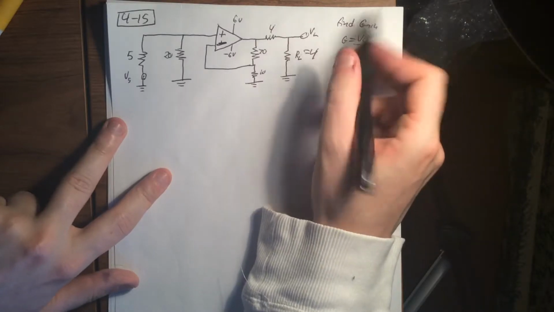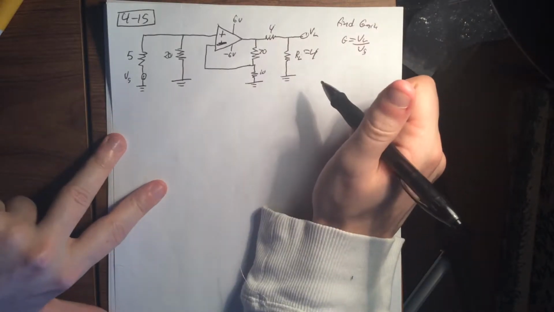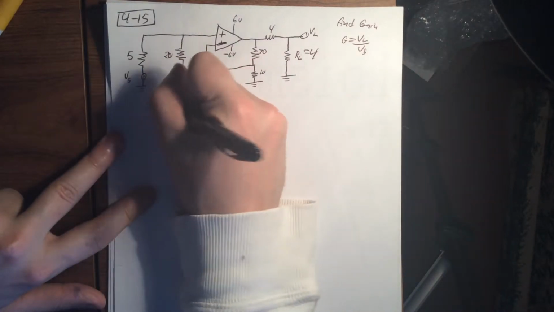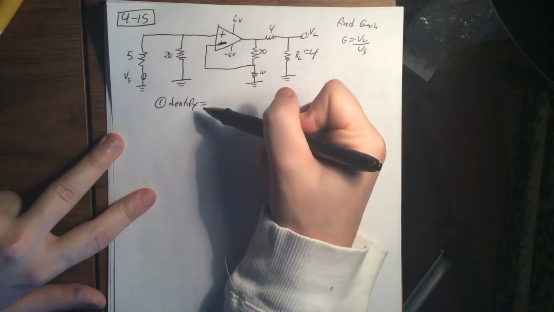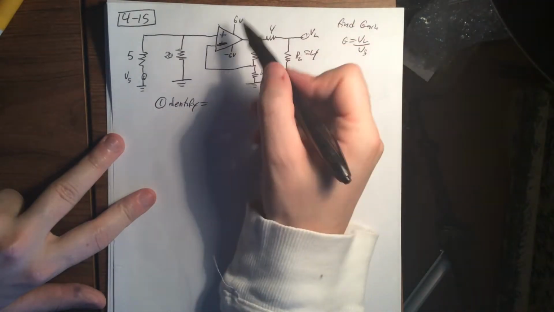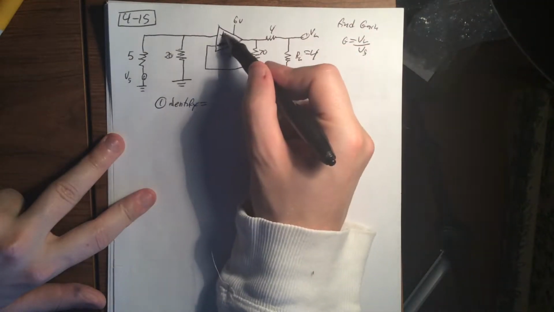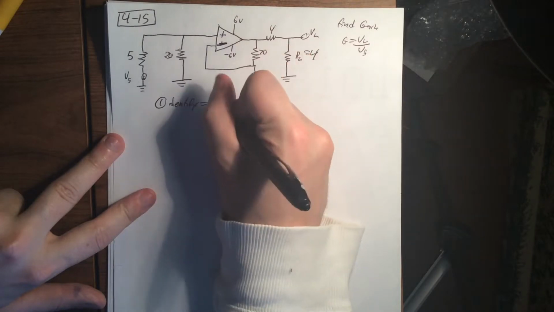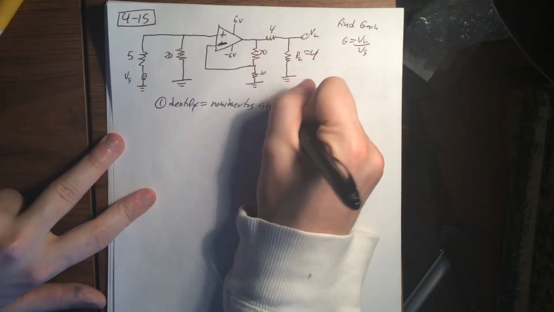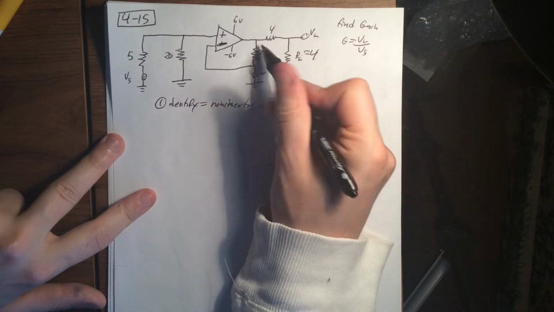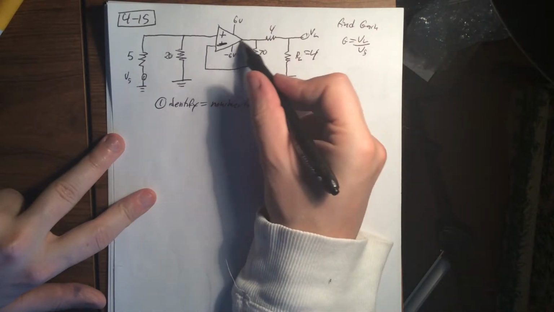And specify linear range. Okay, so what we're going to do for this one. Step one, identify. This is a non-inverting amp because our signal, all of this, is going to go into our non-inverting, our positive input. We know it's an amp because over on this side we have our amplification, because some of it's going to come down here.